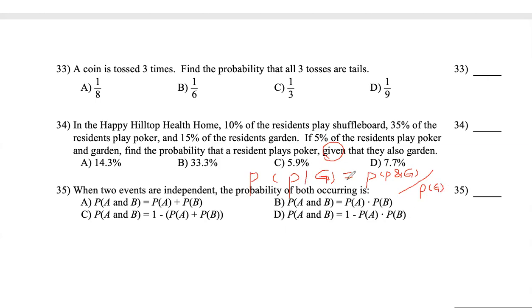Why do I mention this question here? You will realize you only need two probabilities. Probability of gardening is 15%. That's the number you use in the denominator. Probability of poker and gardening is 5%. Then some other people are confused. What about this 10%? What about just 35%? Why are they here if we don't need them? Why did they put that here? Because they are trying to confuse you. Don't blame me.